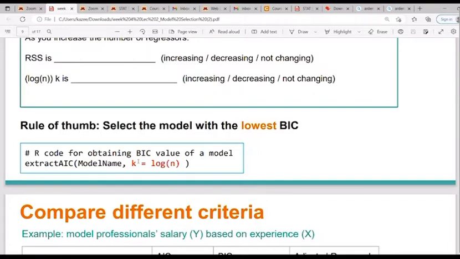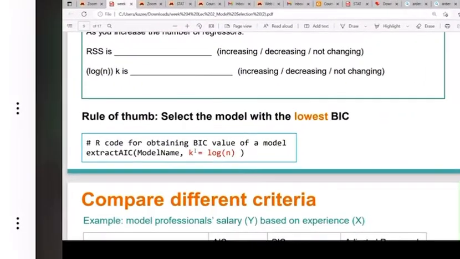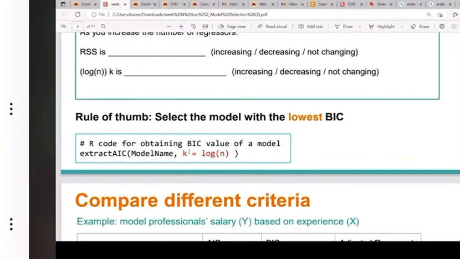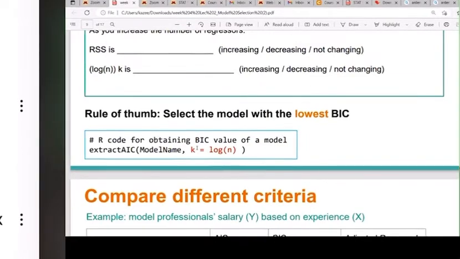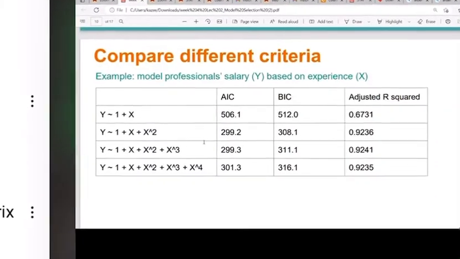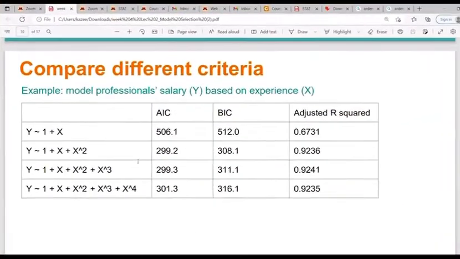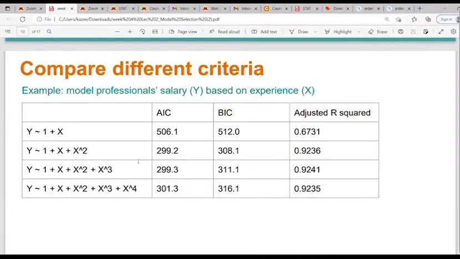Right now, I actually want to walk you through an example and the R code. And of course, I'm going to walk you through that now. Okay, now take a look at this. We have 4 different competing models. Take a look at this.